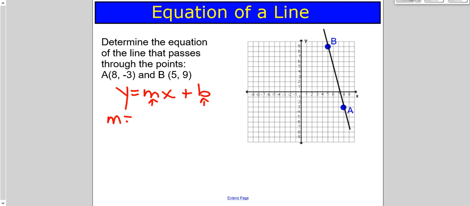So to find slope, I'm going to have to use my slope formula. Just a reminder of our slope formula: y2 minus y1 over x2 minus x1.